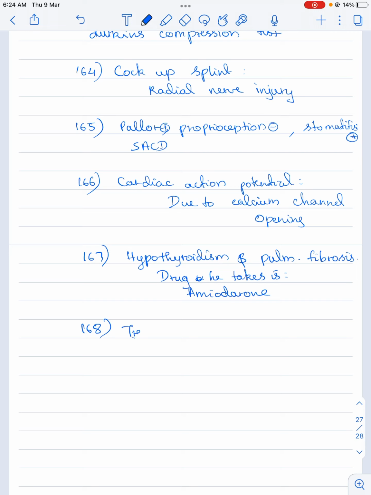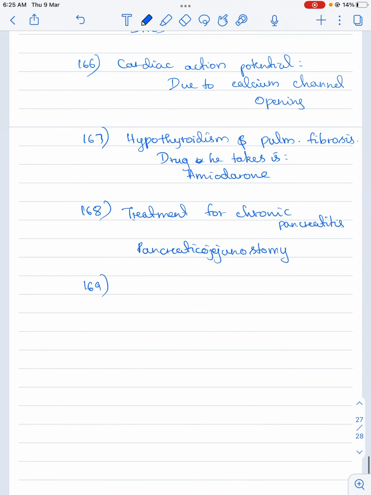Treatment for chronic pancreatitis. Answer to this is pancreaticojejunostomy. Next question. Loss of dorsiflexion seen in fibular neck fracture. Next question.